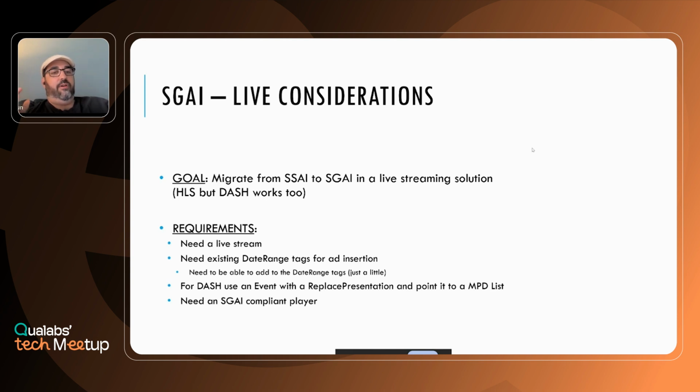We needed to make sure we had ad tags already. So we had date range tags for our ad insertion, and we had to be able to manage those. And then in Dash, we'd have to use a replace presentation and point to an MPD list. If we were doing that with HLS, we were just going to work with date range tags. And then, of course, we need a compliant SGAI player.